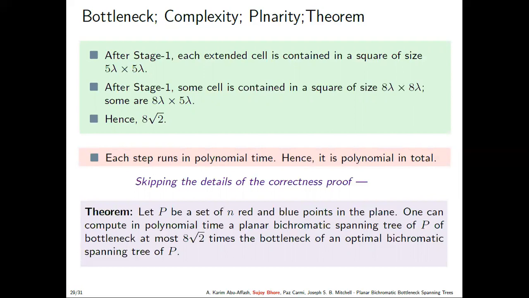Here we are skipping the details of the correctness proof because of the time constraint. In order to show that at every step we have always maintained a planar solution, we actually have to go through every case that we have used to stitch these trees. Okay, so we showed the theorem that given a set P of n red and blue points in the plane, one can compute in polynomial time a planar bichromatic spanning tree of P with bottleneck at most 8 square root 2 times the bottleneck of an optimal bichromatic spanning tree of P.